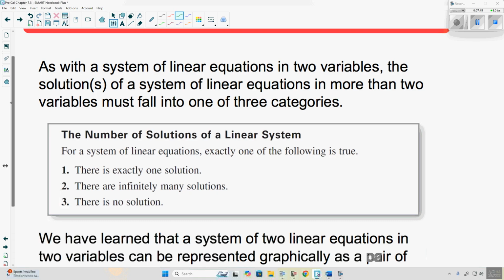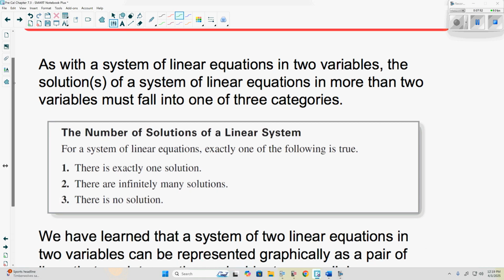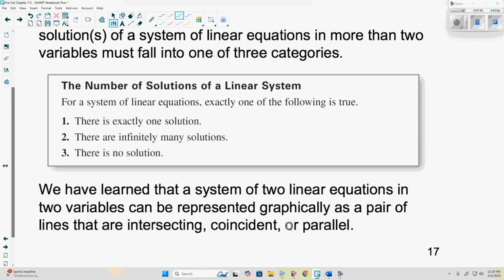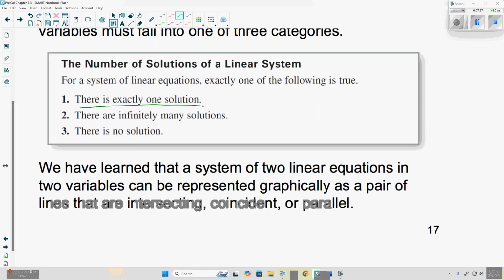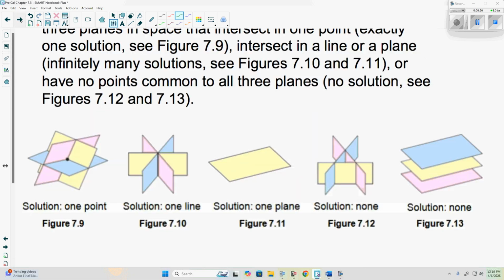Now, with systems of linear equations in 2 variables, solutions of linear systems of equations in more than 2 variables must fall into one of 3 categories. Either there's exactly one solution like we had, one set of points, or a point that all 3 cross. There are infinitely many, or there are no solutions. That's going to be one of these 3. No solutions means that they don't cross or intersect at all. Exactly one means we have exactly one point, and infinitely many, we have many that will work.